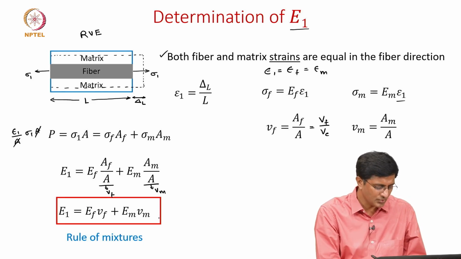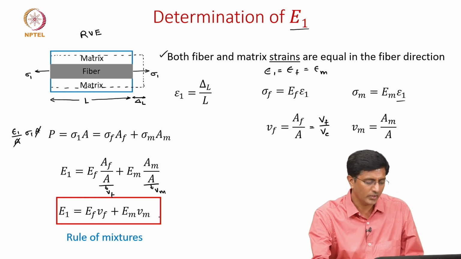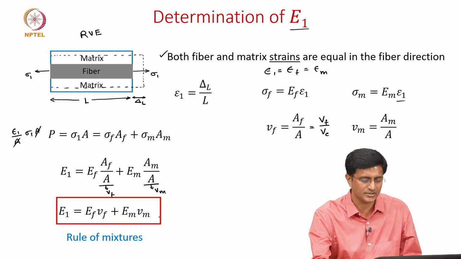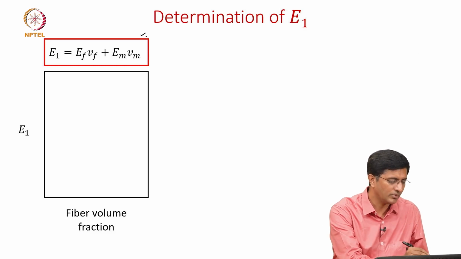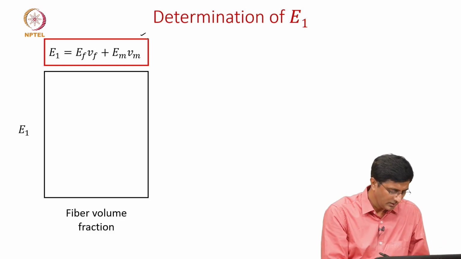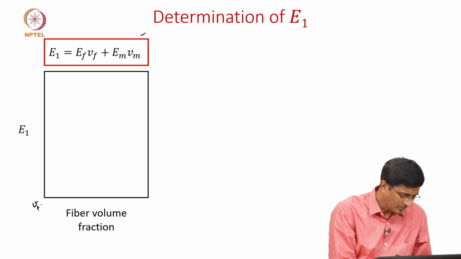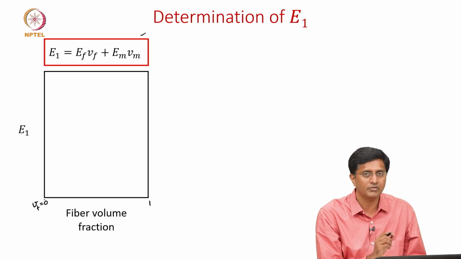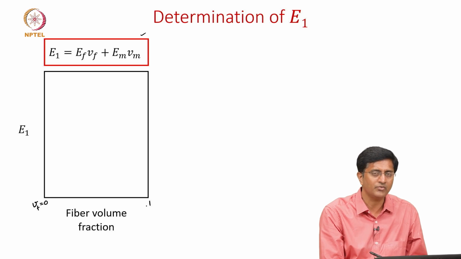So this expression is usually called the rule of mixtures, but in the next slide we will show how we can plot this variation of the elastic modulus with the volume fractions. So here we are reproducing the same equation we derived in the previous slide. In this plot, the x-axis is the fiber volume fraction Vf. Let's say it is going from 0 to 1, 0 meaning we have complete matrix, and 1 meaning we have complete fibers.